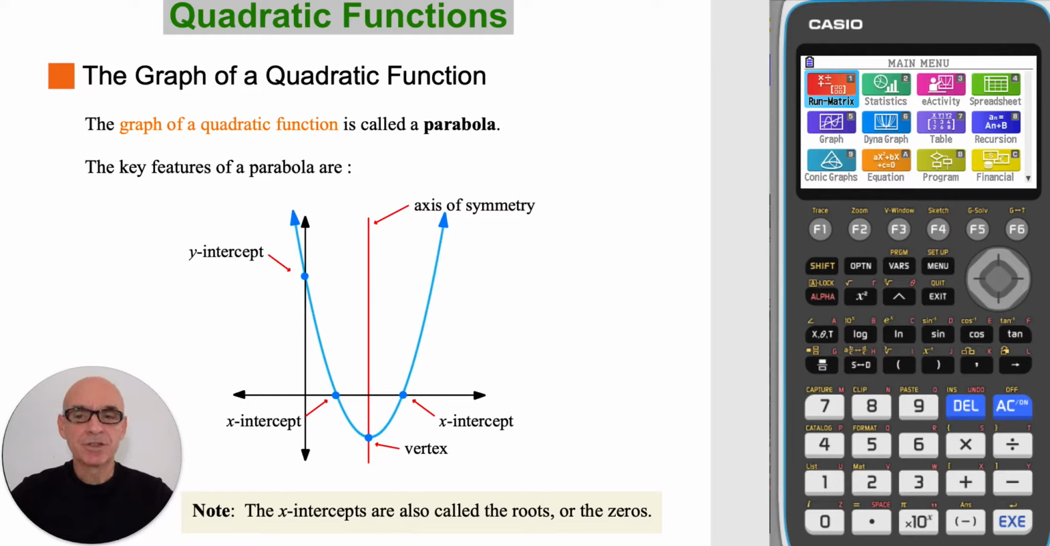The key features of a parabola are its y-intercept, where the graph crosses the y-axis, its x-intercepts, where the graph crosses the x-axis, its vertex, which will either be a minimum or a maximum point, and its axis of symmetry, and the graph will be symmetrical on either side of this line. The x-intercepts are also called the roots, or the zeros.